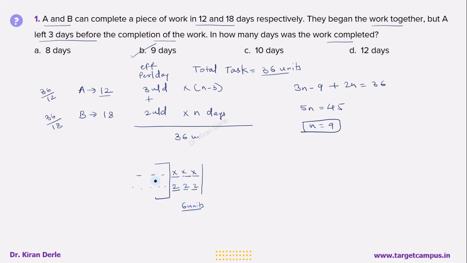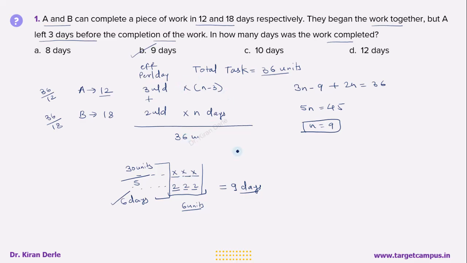right? Now out of 36 units, 6 units were produced in the last 3 days. So the remaining 30 units must have been produced earlier by both of them working together. If both of them work together, they complete 5 units in one day. So to complete 30 units, they would have taken 6 days prior to these 3 days. So these 6 days plus these 3 days, the work got completed in 9 days. This is also another thought process that you can give for this.